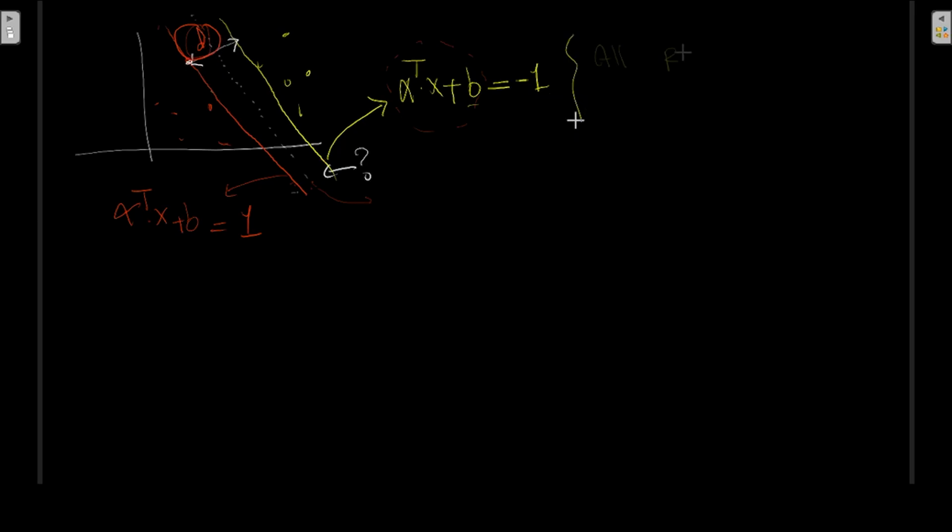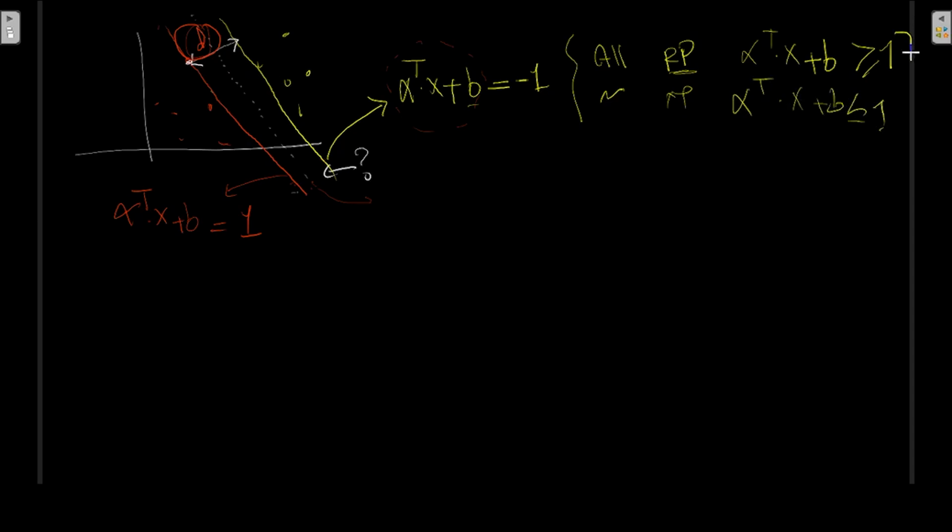We need to make sure all the points satisfy the following: alpha transpose x plus b must be larger than or equal to 1, since we are talking about this. The yellow points satisfy the condition that alpha transpose x plus b should be less than or equal to 1.